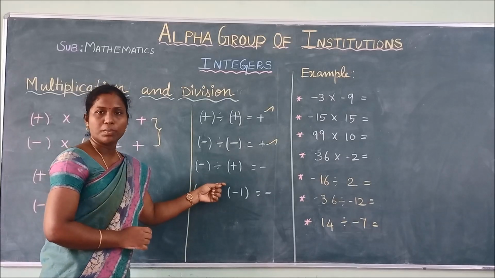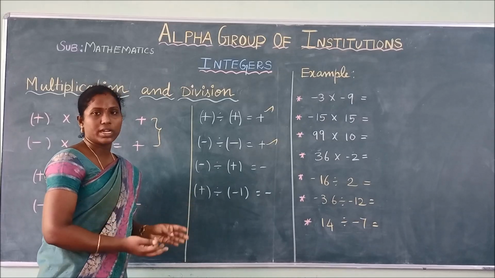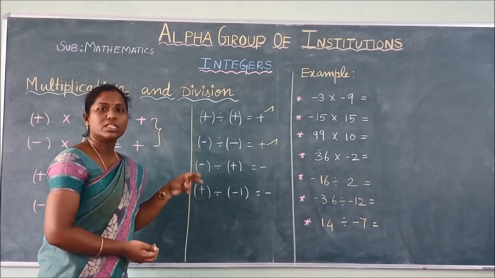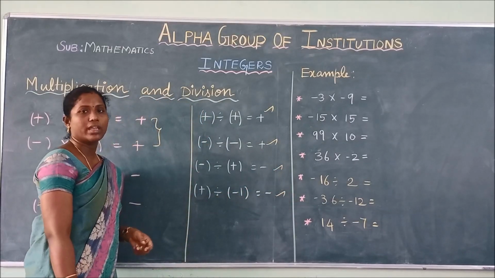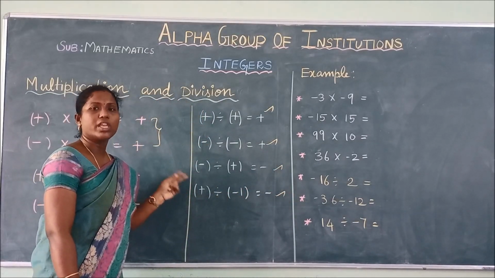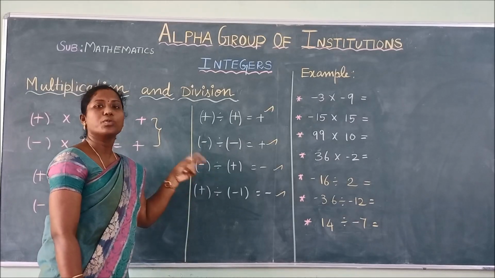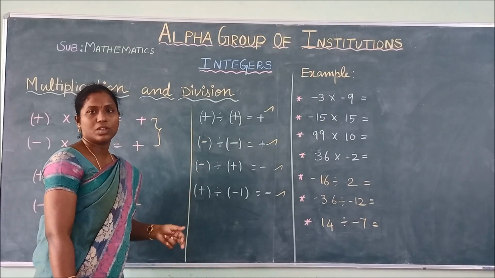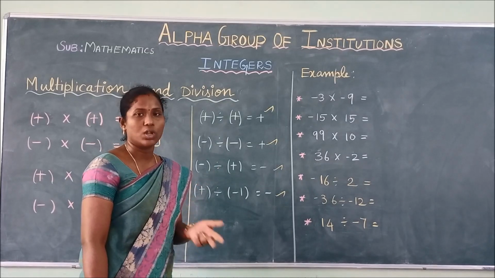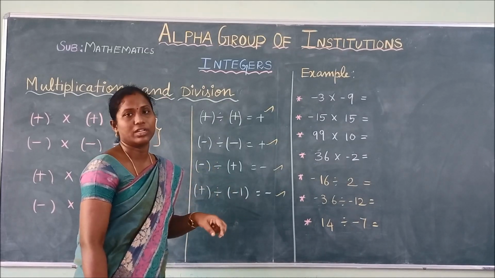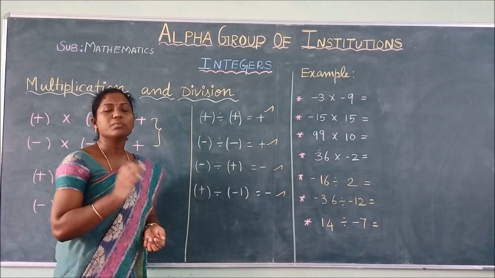If you are dividing two numbers with different signs, one is plus and the other is minus, or one is minus and the other is plus, the answer is always negative. It is the same rule: while multiplying we multiply the numbers and use the rule, and while dividing we divide the numbers and use the rule. Same sign, the answer will always be positive, both in multiplication and division. Different signs, the answer will be negative. Okay, keep this in mind.